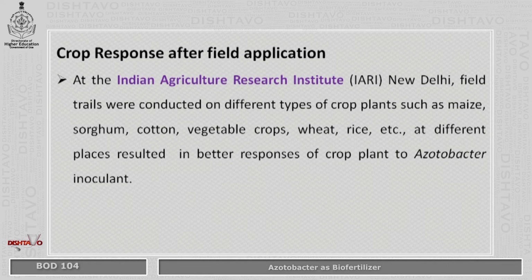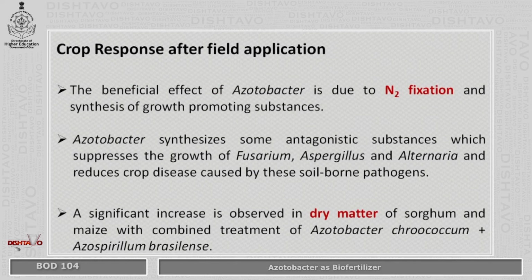Crop response after field application of Azotobacter inoculant. At the Indian Agricultural Research Institute in New Delhi, field trials were conducted on different types of crop plants such as maize, sorghum, cotton, vegetable crops, wheat, rice, etc. at different places, which resulted in better response of crop plant to Azotobacter inoculant. The beneficial effect of Azotobacter is due to nitrogen fixation and also synthesis of growth promoting substances.